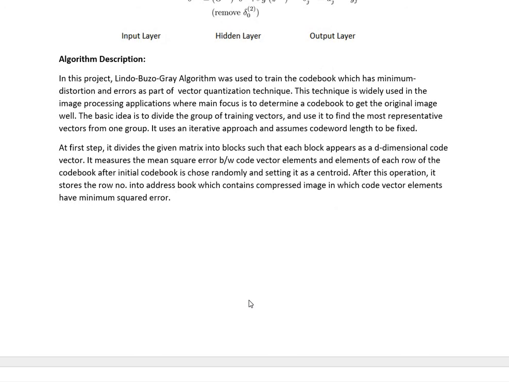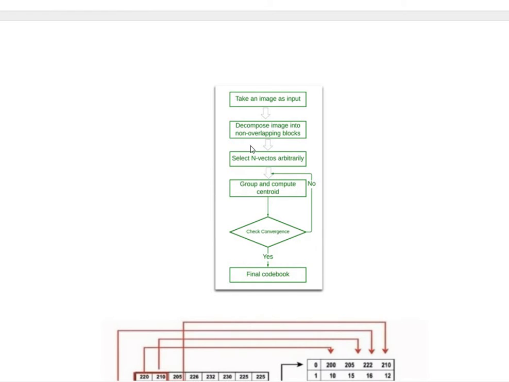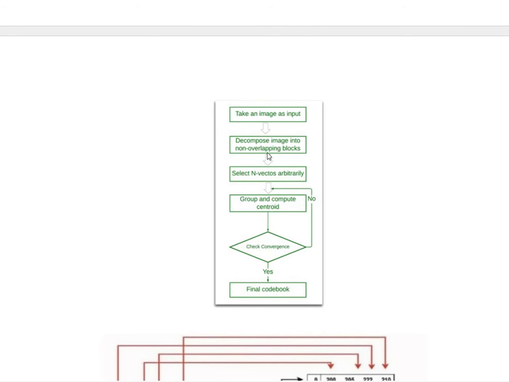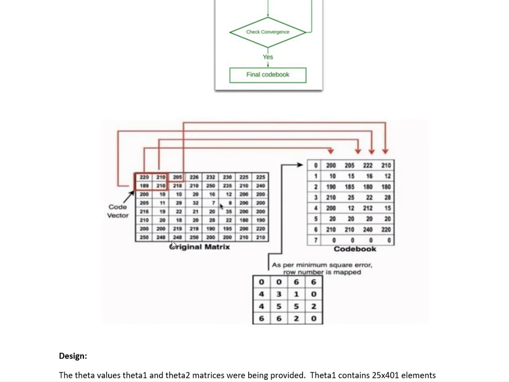The algorithm that I've used to train the codebook is the Linde-Buzo-Gray algorithm. You can see the steps involved in the algorithm. The first step is to take an image as input, and secondly we decompose the image into non-overlapping blocks. Next we select n vectors arbitrarily, then we group and compute the centroid, and then we check for convergence. If it is true, then finally the codebook is computed, and if not, it goes back to the step where we group and compute the centroid.